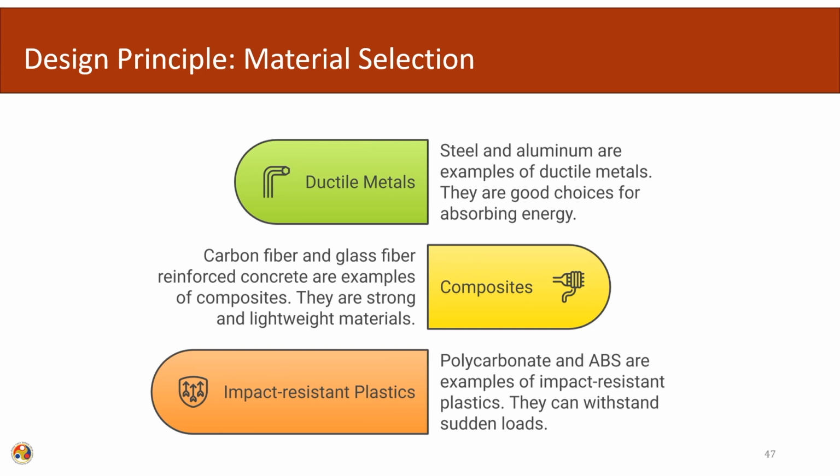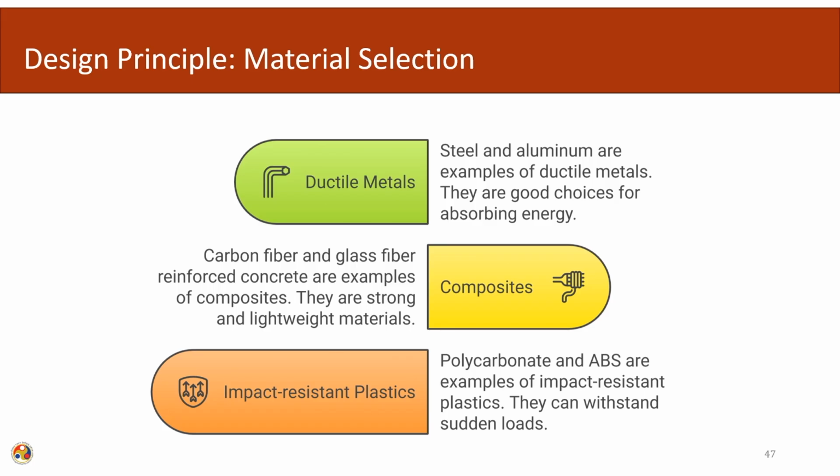After the development of composites, different types of composites have come into the picture which are extremely light and have extremely good energy absorption capacities. For example, carbon fiber and glass fiber sheets are examples of such composites, where they are lightweight and also very good at absorbing energy. There has been tremendous research into impact resistant plastics also, such as polycarbonates and ABS systems, which are examples of high impact resisting elements, and they can withstand sudden loads without major plastic deformations.